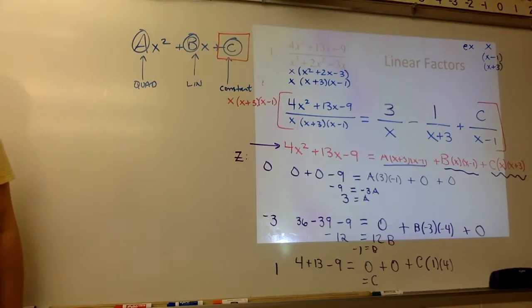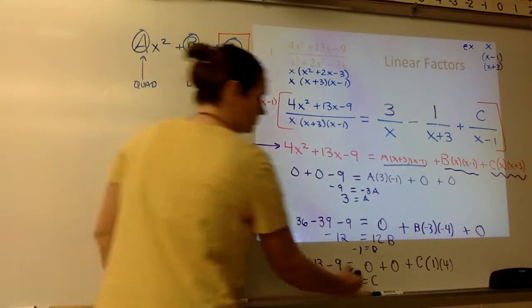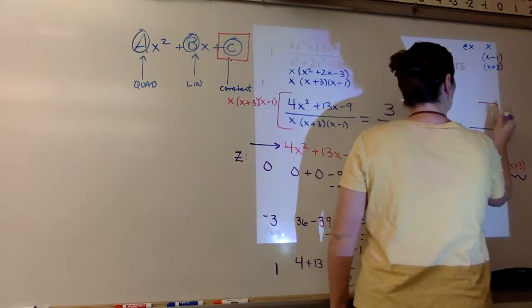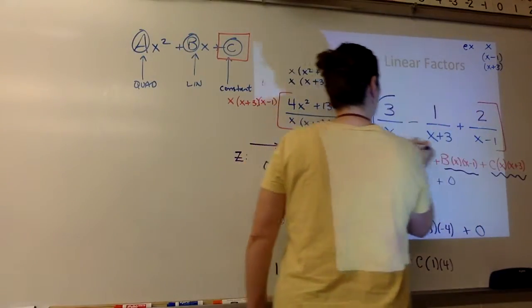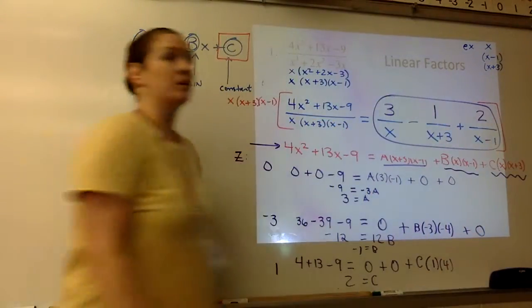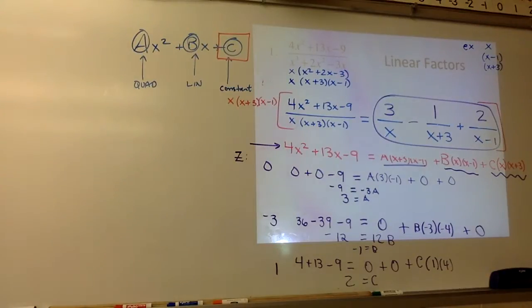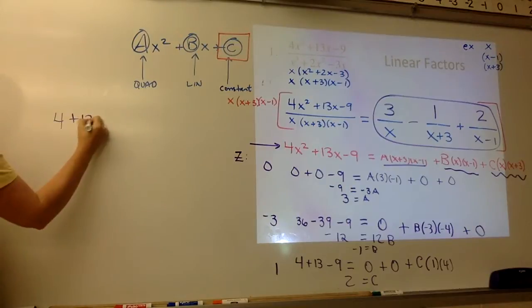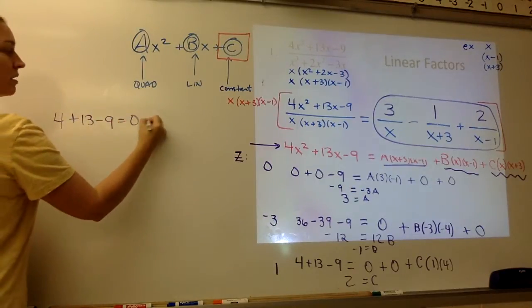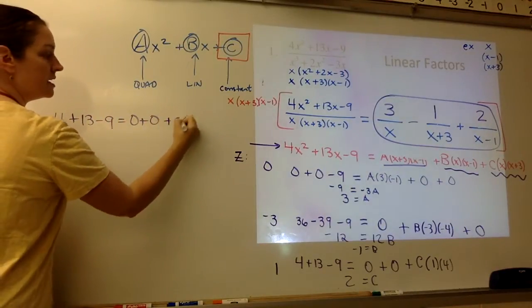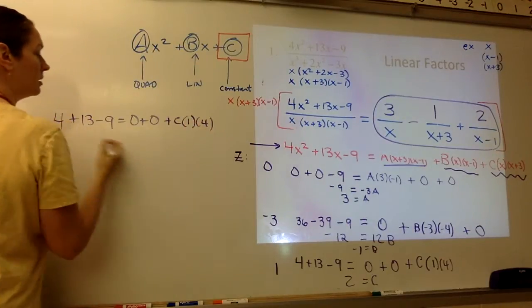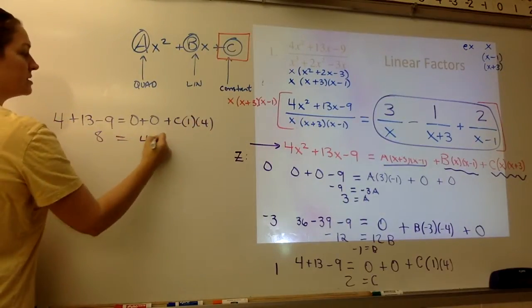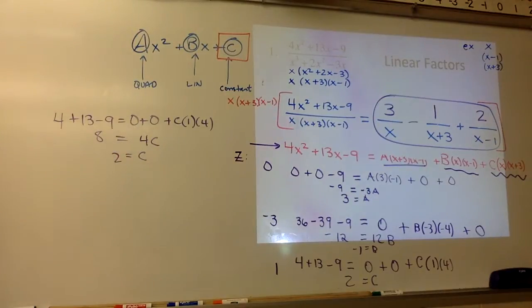C is equal to 2. So what I have right here is my final answer that I was looking for. Welcome to fraction decomposition. 4 plus 13 minus 9 is equal to 0 plus 0 plus C times 1 times 4. You get 8 is equal to 4C. C is equal to 2.